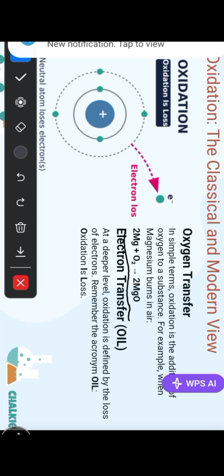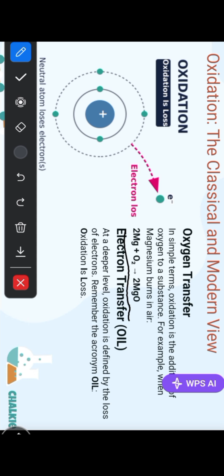We can also explain oxidation in terms of electron transfer. So in terms of electron transfer, there's an acronym used, which is OIL. Oxidation is the loss of electron. Oxidation is defined by the loss of electron. Remember the acronym OIL. OIL simply means oxidation is loss of electron. So an electron is being lost. So mostly metals lose electron to become positively charged.